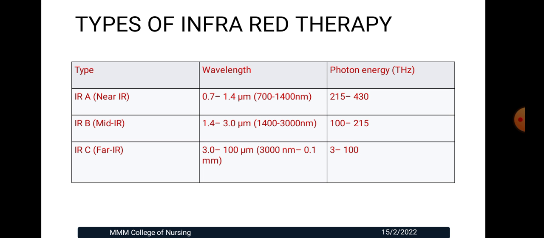Type infrared radiation B, that is mid infrared radiation. The wavelength is 1.4 to 3.0 micrometer, that is 1400 to 3000 nanometer. The photon energy is 100 to 215. Type 3, that is infrared radiation C, far infrared radiation. The wavelength is 3.0 to 100 micrometer, that is 3000 nanometer to 0.1 millimeter. The photon energy is 3 to 100.